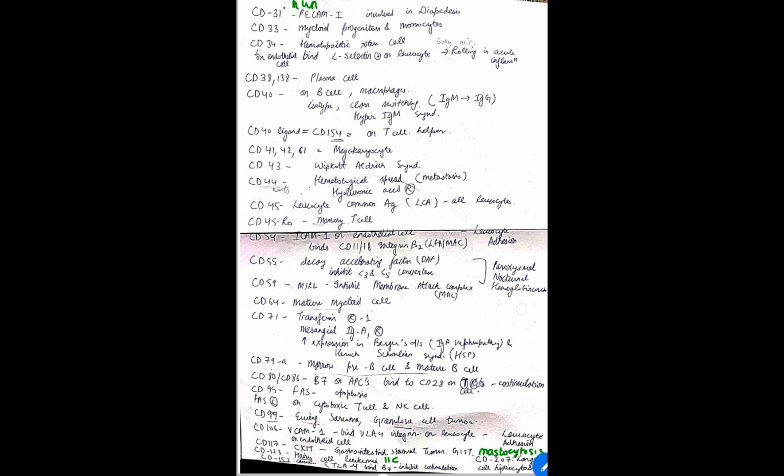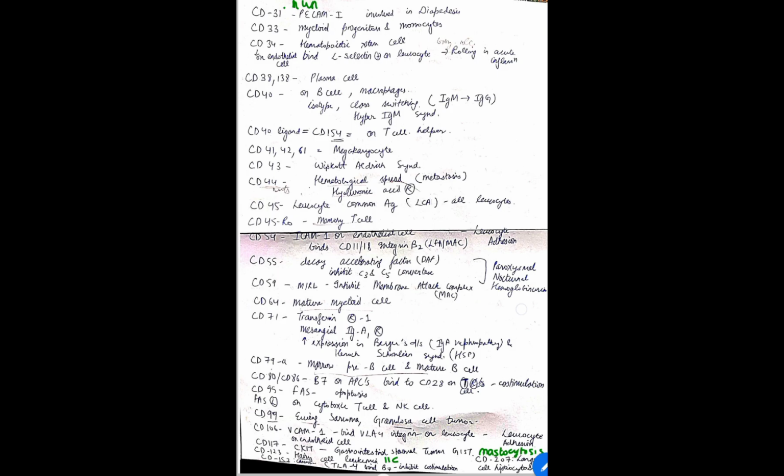Then CD80, CD86, B7, CD28 we have already done. CD95 is the Fas ligand. CD99 is the Ewing's and granulosa. Epstein-Barr virus was CD21. Then CD106. CD106 is linked with VCAM1, VLA4 integrin and is also involved in leukocyte adhesion. CD106, CD54, CD31, and these all are involved in the inflammation events. CD123 is involved in hairy cell leukemia. Then CD152, CTLA4, is involved in inhibiting the co-stimulation. CD207 is involved in Langerhans cell histiocytosis.